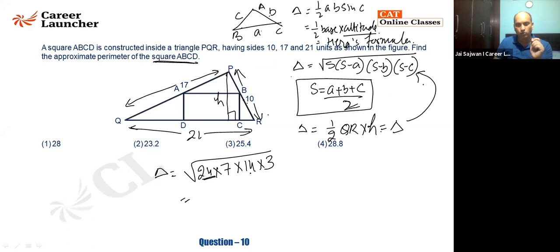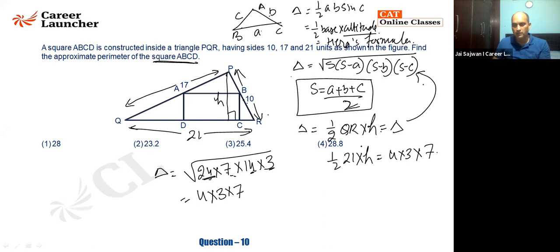8 3s are 24, and here also 2 is there. So 8 is coming here, 2 is coming here, 16, square root of that is 4. 3 comes from here and 1 3 comes from here, so 3 will come out. And 1 7 here, there are 2 7s, so 1 7 will come out. So my dear, I can say the area of the triangle is half of QR into H, which is equal to 4 into 3 into 7. I'm sure it is clear.